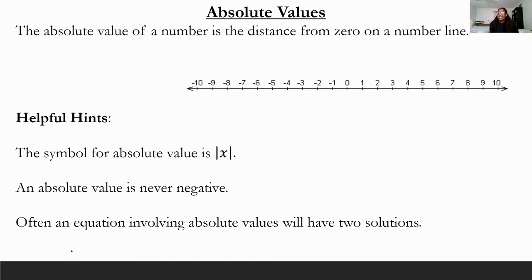So what is an absolute value? Let me move my lovely face out of the way, maybe move it down here. Okay. The absolute value of a number is the distance from 0 on the number line.